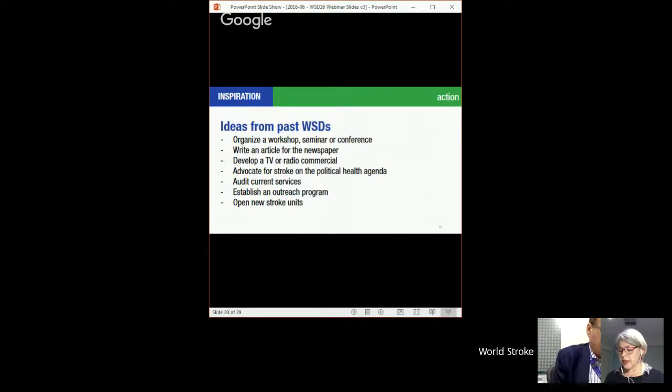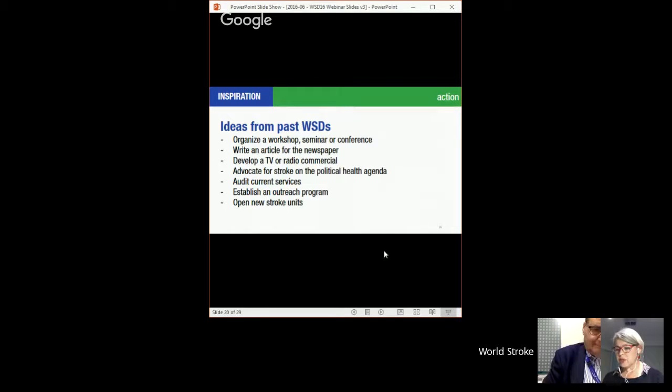World Stroke Day and the lead up to World Stroke Day is an opportunity for groups around the world to run events or prompt discussion on social media and mass media. And there are a number of examples of things that have been done by other groups around the world on World Stroke Day. And these include things like organising workshops and seminars and conferences, writing articles for newspapers, and this can be opinion leaders from key people in your community. So they could be clinicians or stroke society CEOs or just anybody who can really get the attention of the media. You could develop a TV or radio commercial.